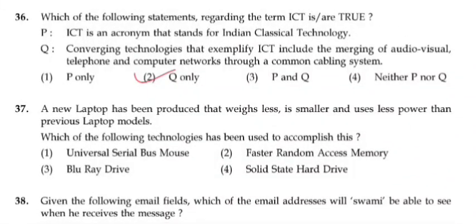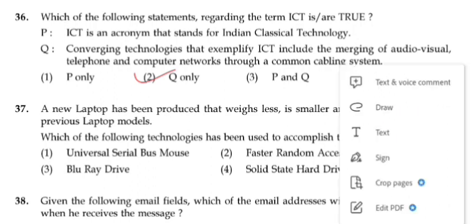37, a new laptop has been produced that weighs less, is smaller and uses less power than previous laptop models. Which of the following technologies has been used to accomplish this? Universal serial bus mouse, faster random access memory, Blu-ray drive, solid state hard drive. So it will be number 4, solid state hard drive, SSHD.